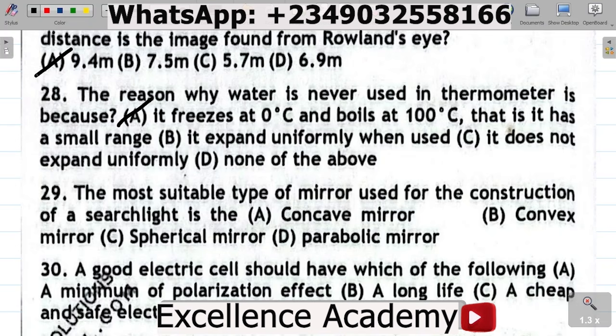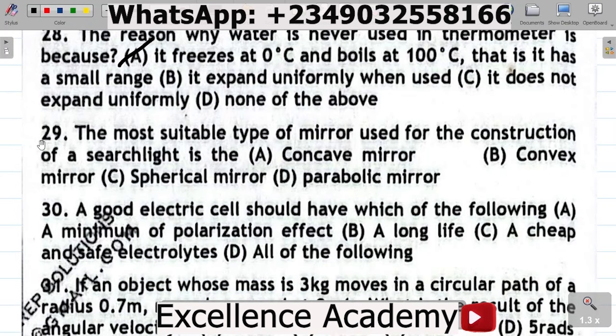All right. Next up, question 29. The most suitable type of mirror used for the construction of a searchlight is the A, concave mirror, B, convex mirror, C, spherical mirror, D, parabolic mirror.